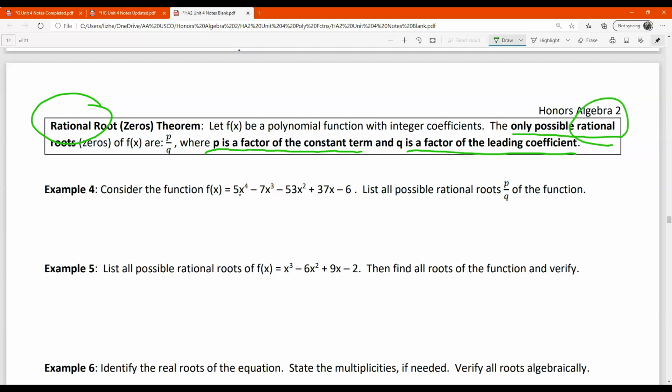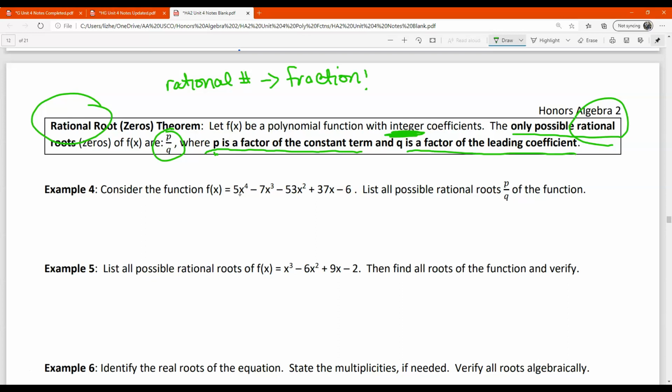Now remember what a rational number is. A rational number is a fraction. It's the fancy word for fraction. Okay? So if you have a polynomial function with integer coefficients, then the only possible rational roots are p over q, where p is the factor of the constants, the constant term, and q is a factor of the leading coefficients. So this, to be honest, is not nearly as important now because of your graphing calculators, but when I was a student, this was huge.